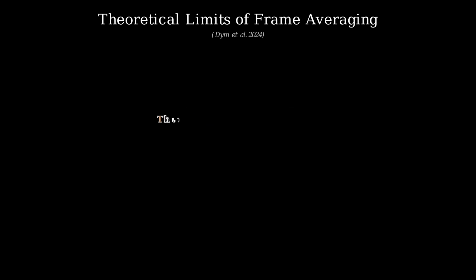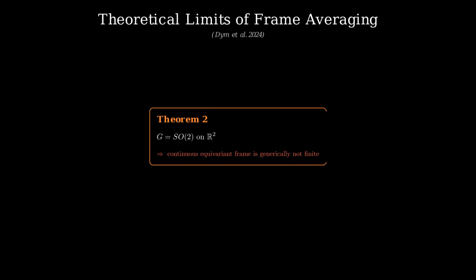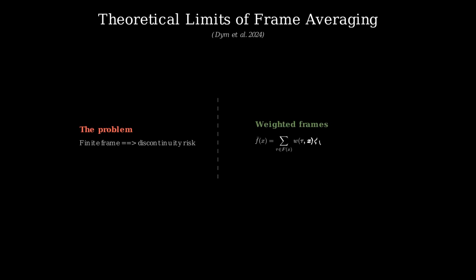Similarly, for SO2, the rotation group on the plane, a continuous equivariant frame is generally not finite. You would need infinitely many rotations to stay continuous. The good news, weighted frames can help. Instead of equal weights, each frame element carries a learned weight W of tau and X. Smaller frames become possible with partial recovery of continuity.